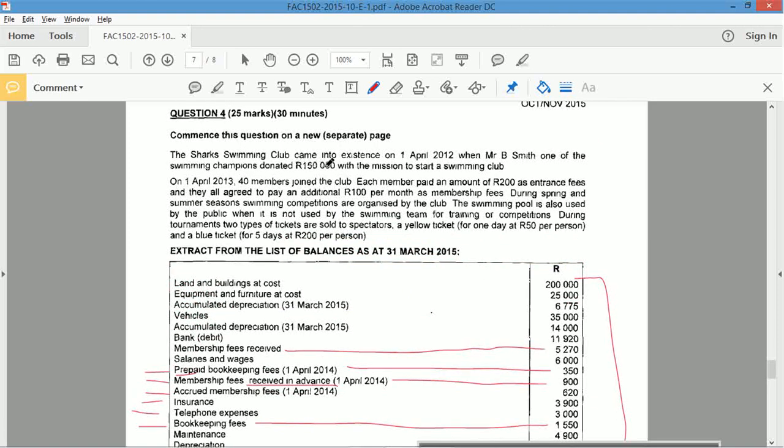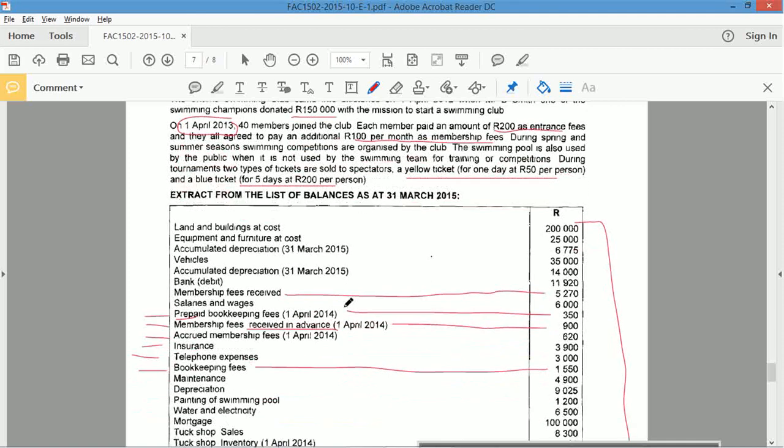The Shark Swimming Club came into existence. One of the swimming champions donated 150 with the mission of starting the club. On 1st April 2013, so that's long ago, before this year, 40 members joined the club. They've given you 200 entrance fees, agreed for 100 Rand for membership fees. During spring and summer, it's used for organizing competitions, and the swimming pool is also used by the public when it starts swimming. During the tournaments, 2 types of tickets are sold. That's important. Ticket sales. That's probably something that we also need to look at.